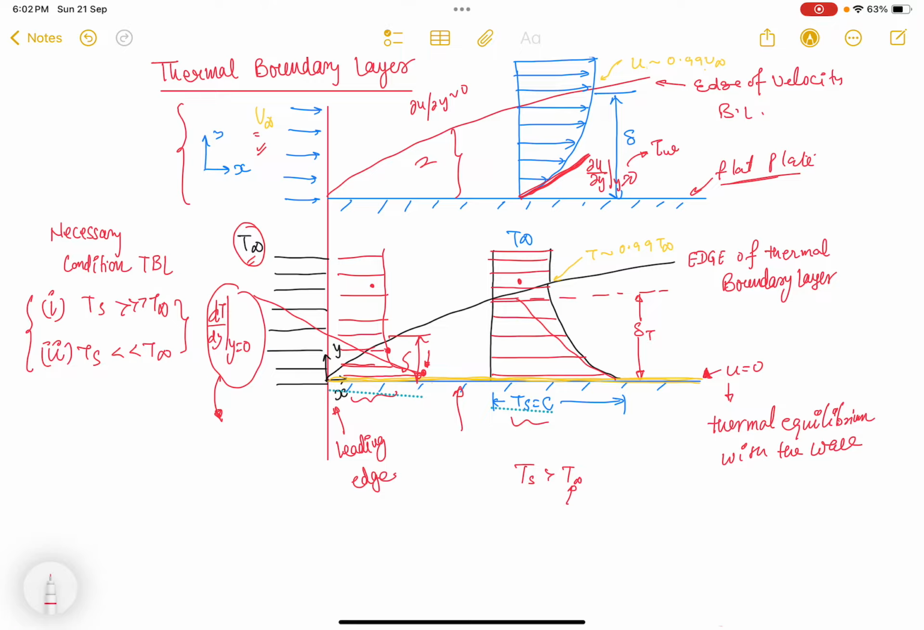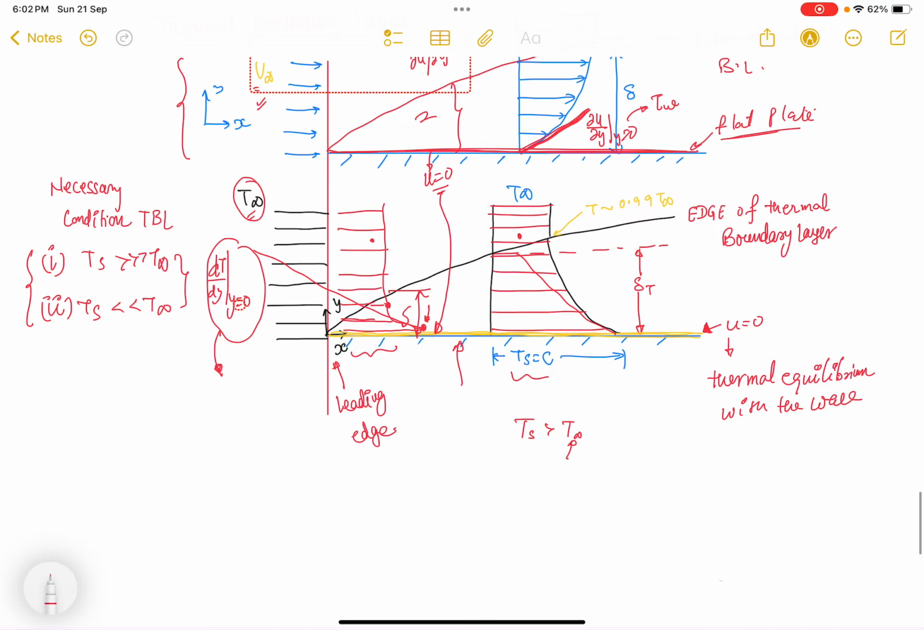Because of the no slip boundary condition, the immediate layer of the fluid that comes in contact will have zero velocity on the surface of the plate, and since this layer has zero velocity, it will receive heat from the plate by conduction, and it will immediately reach thermal equilibrium, meaning the same temperature as the plate, and the rest of the fluid will have the undisturbed fluid temperature.